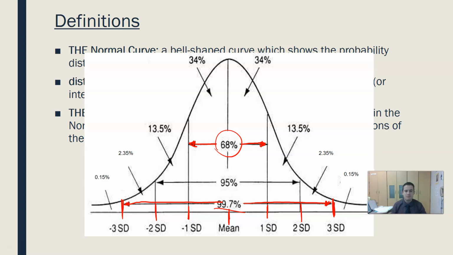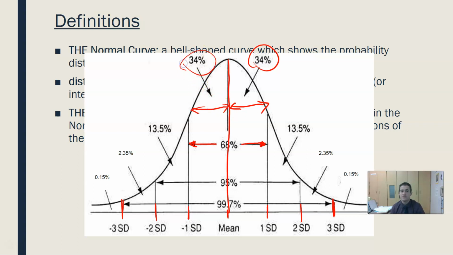So 99.7% of those data values are going to be within 3 standard deviations of the mean when that distribution is normal. Or in other words, it looks like this little bell curve. So that being said, if I were to split this down the middle, between the mean and 1 standard deviation above the mean there's going to be 34% of my values there. And between my mean and 1 standard deviation below the mean, 34% of my data values are going to be there.